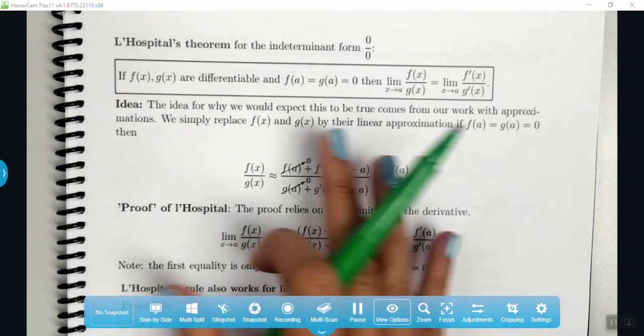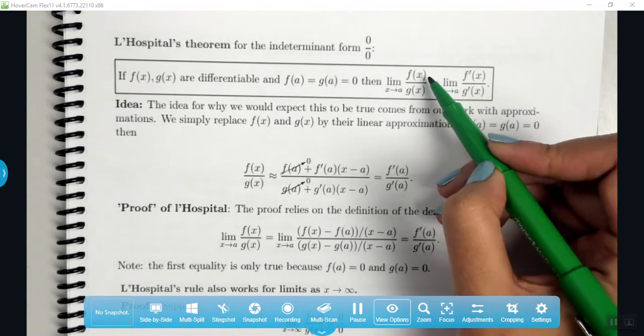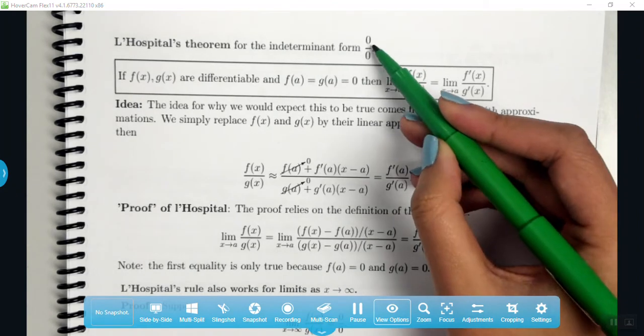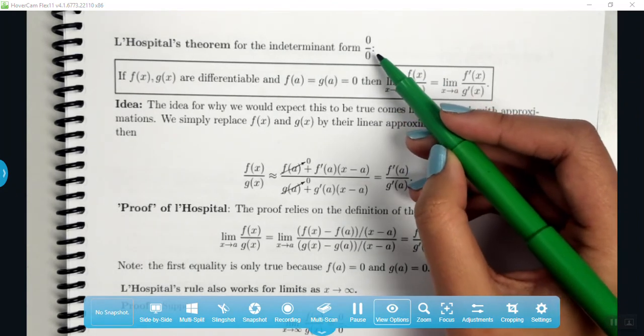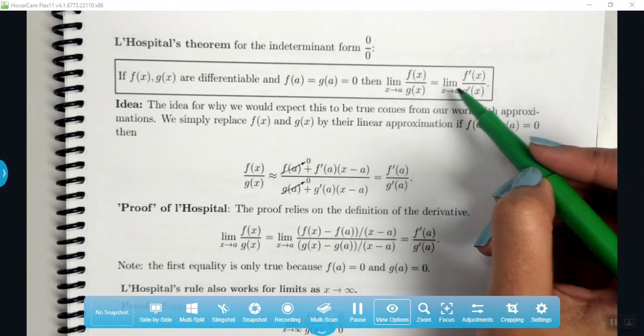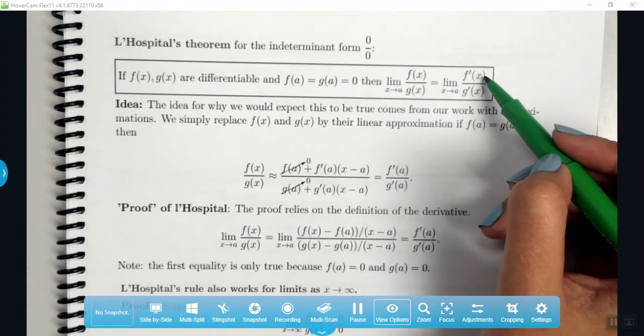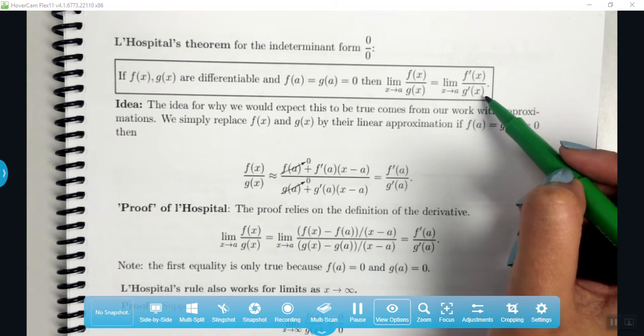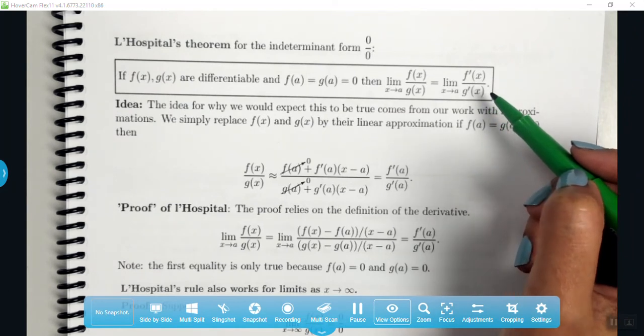This way, if you use L'Hopital's, what they say is, if you take the limit and you get an indeterminate form, but only if you get an indeterminate form, then if you take the derivative of the top and the derivative of the bottom, then you can find your limit that way.